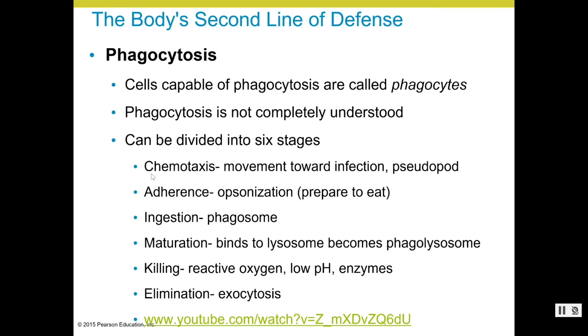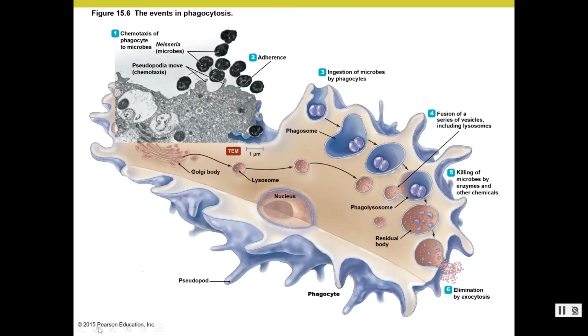So now we are at the calling all invaders must kill. We're at the killing stage, and then elimination, and this is by exocytosis. If we want to look at the picture, pictures are so much better. And there's my bacteria. Here's my phagocyte. And we can see the pseudopodia as it's moving and wants to adhere to that. So I have chemotaxis and then adherence. It comes inside, ingestion, and moves into something, a vesicle called a phagosome.